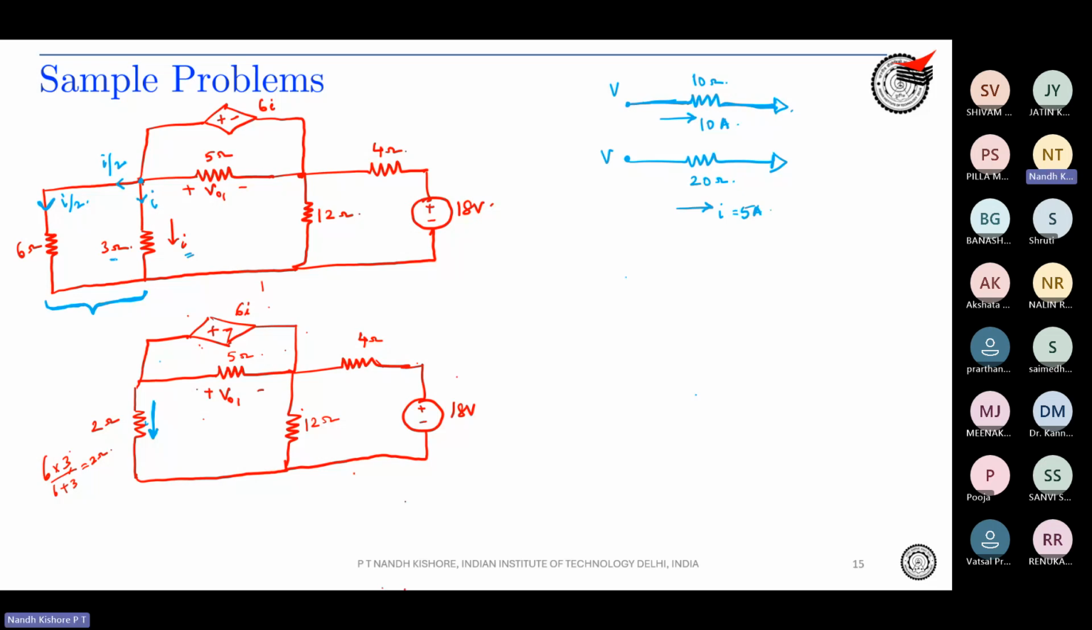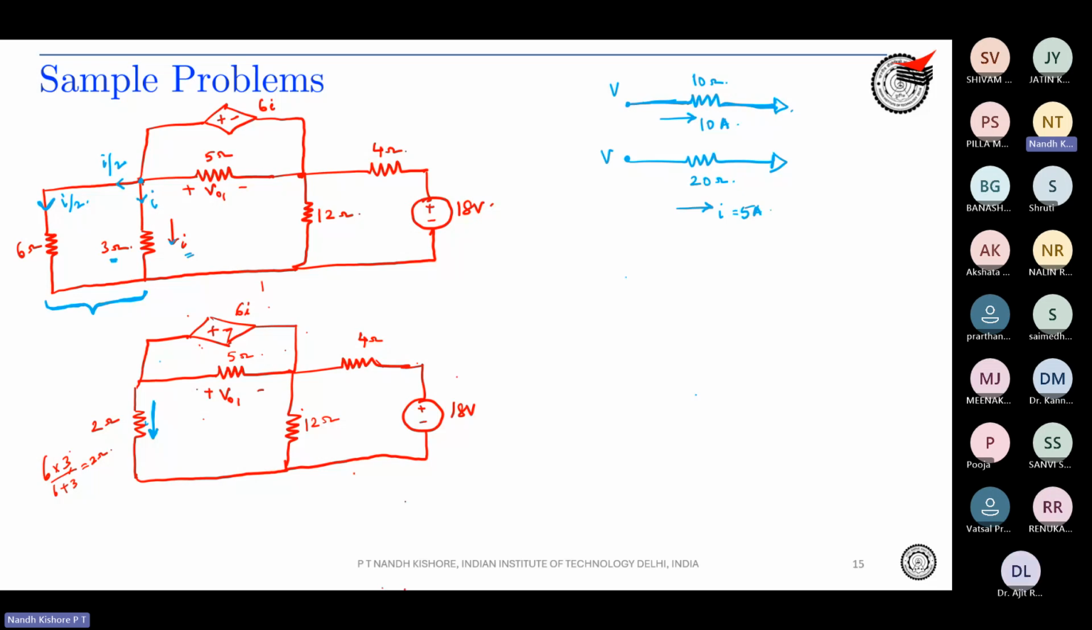Through 3 ohm, I is flowing, and through 6 ohm, I by 2 is flowing. So the total current will obviously remain the same if I put it into a single resistor. The total current is going to remain the same, right? So the total current is going to be what? 3I by 2. Why? Total current is basically I plus I by 2, which is 3I by 2. So 3I by 2 will be the current that is flowing through the 2 ohm resistor.